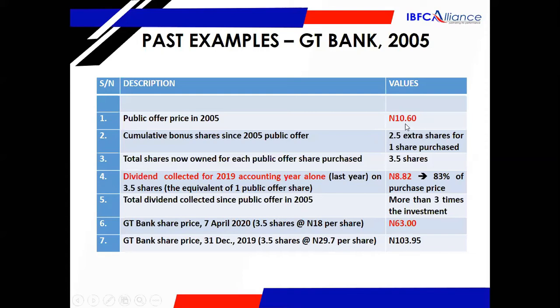Assuming that somebody, again, purchased 1 million units at 10 naira 60 kobo, so you actually invested 10.6 million. So what it means is that over the years, for that investment of 10.6 million, you've collected about 33 or 32 million as your dividend. And in addition to collecting 32 million as dividend, your investment is now worth 63 million. And just as recently as December, that same investment was actually worth 103 million.